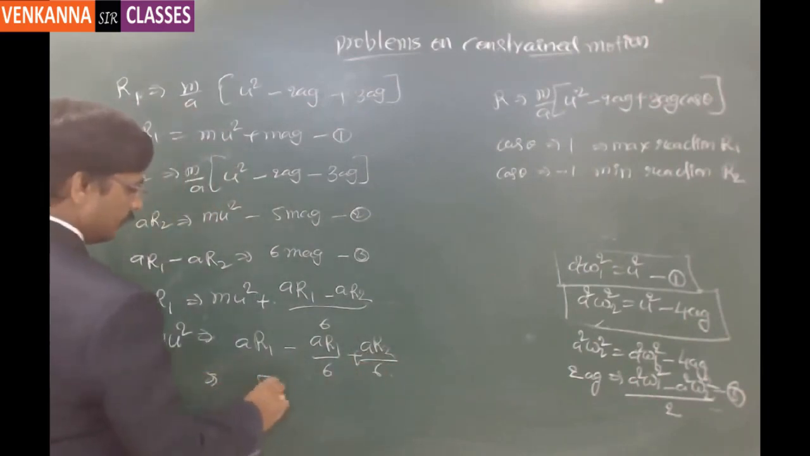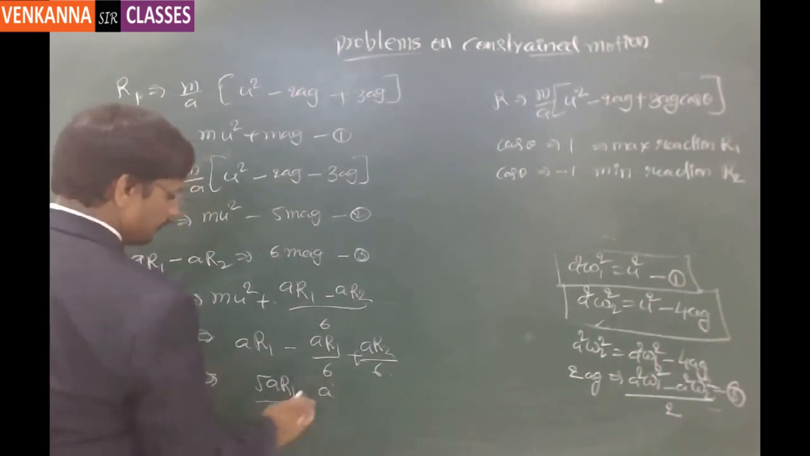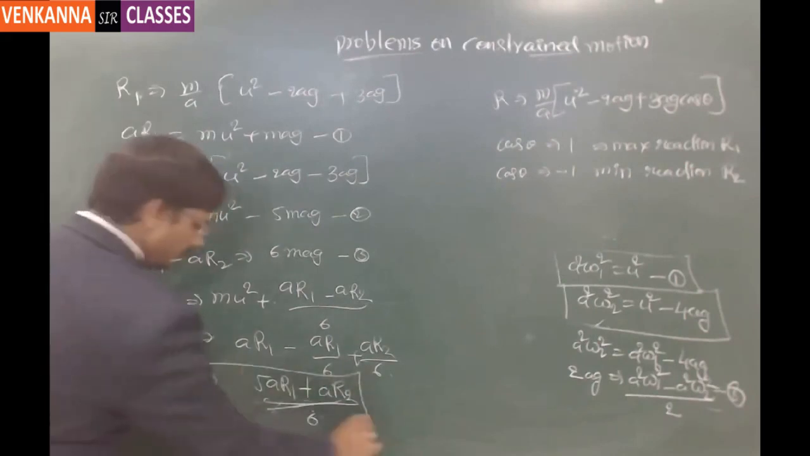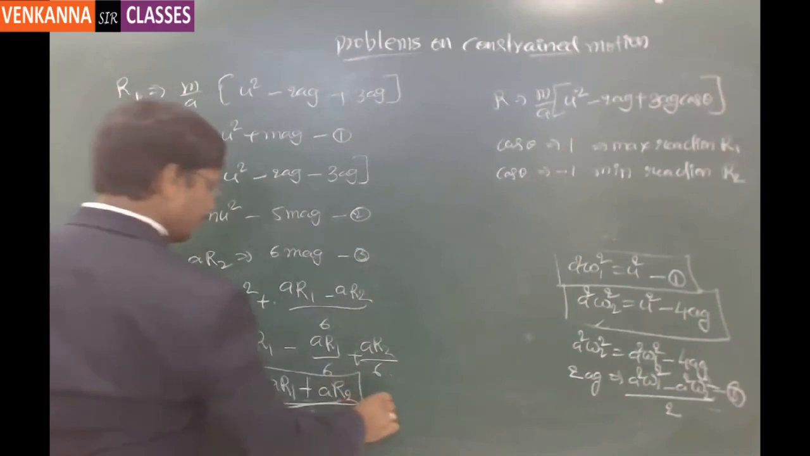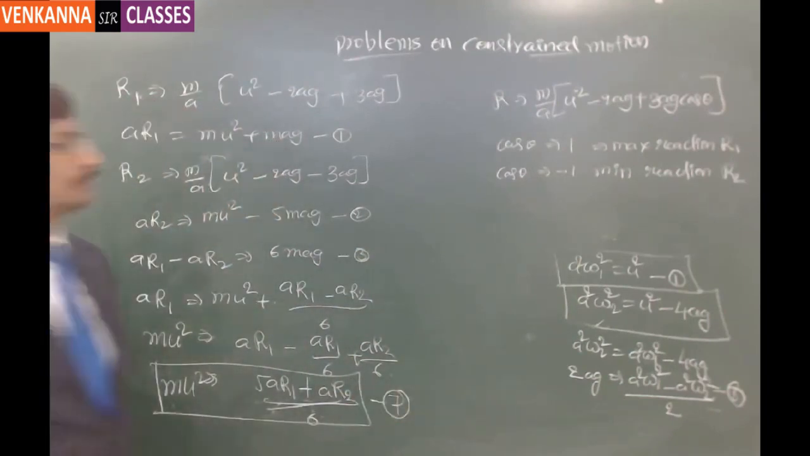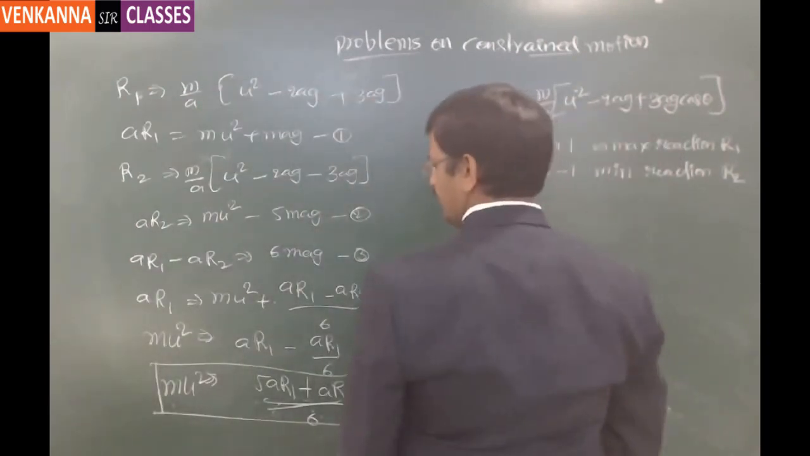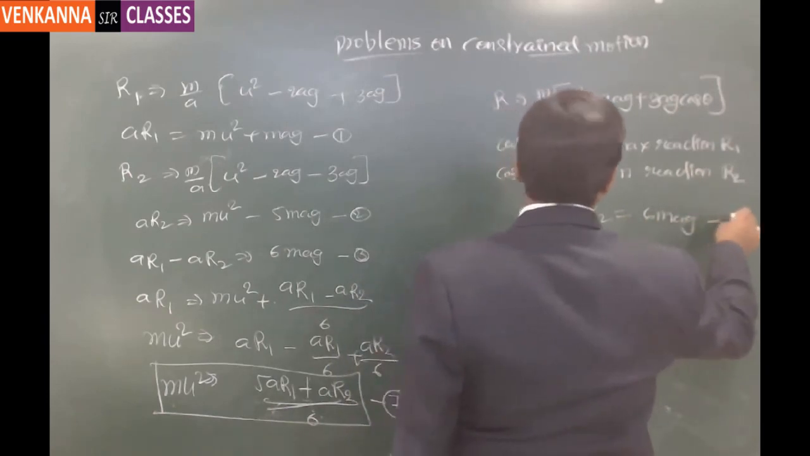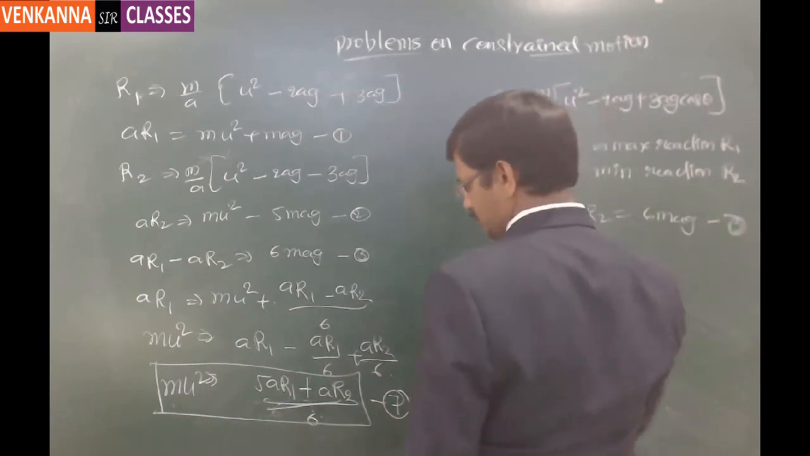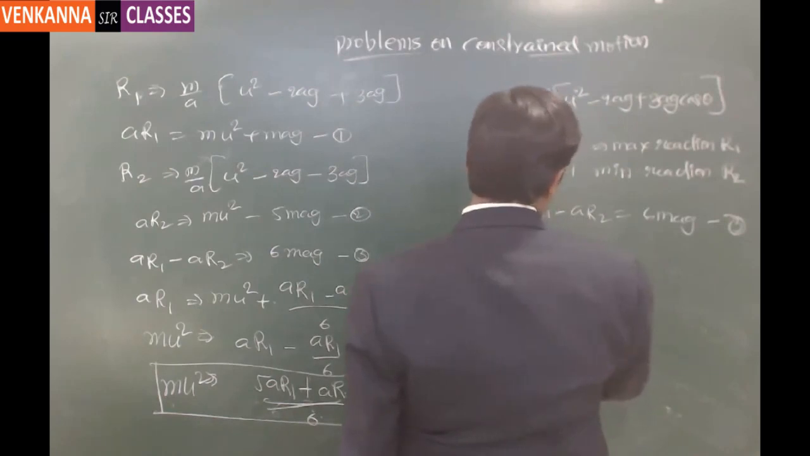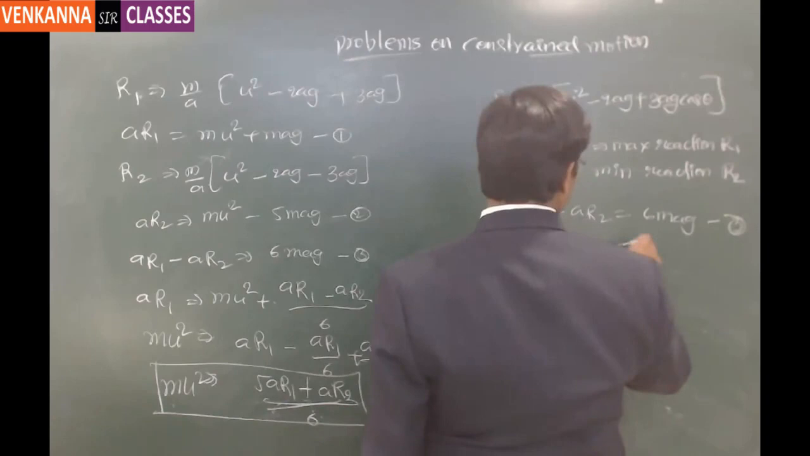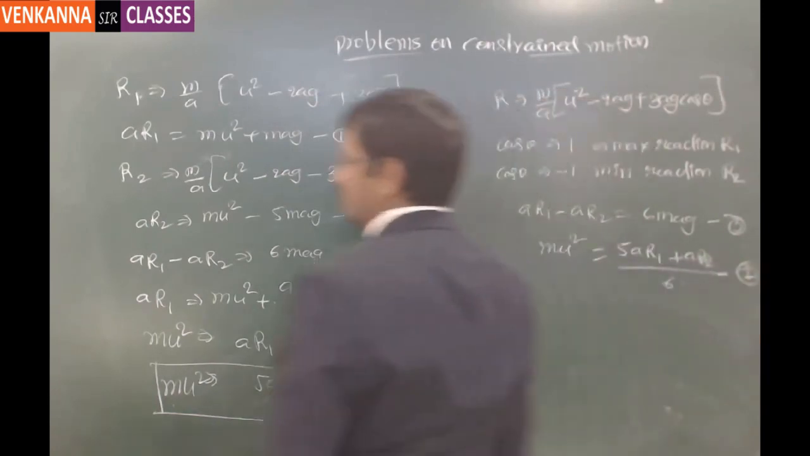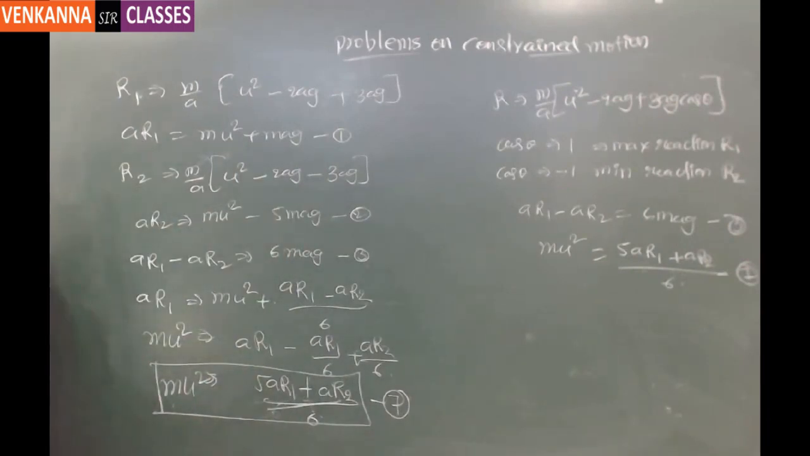If you simplify it, 5aR1 plus aR2, whole divided by 6. So this is mu square value. So we have got two different relations, equation number 6 and equation number 7. These are important for us, so I'll note down those relations here. aR1 minus aR2 is equal to 6 mag, this is equation number 3. And another relation is mu square is equal to (5aR1 plus aR2) whole divided by 6. This is equation number 7. First you note down this. We are going to use these relations to get the general value of R at any instant of theta.